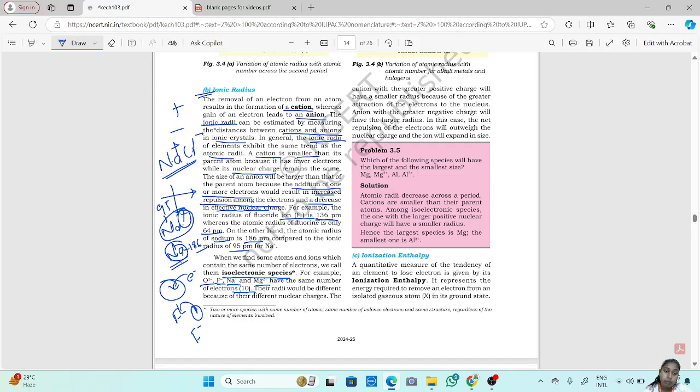Now their radii would be different because of their different nuclear charges. Even though they have the same number of electrons, because of their charges their radius will be different. Because O is 2 minus, whereas Mg is 2 plus. Plus means the size of Mg will decrease, and O2 minus means the size of oxygen will increase. So even though they have the same number of electrons, because of these charges their radii will be different.